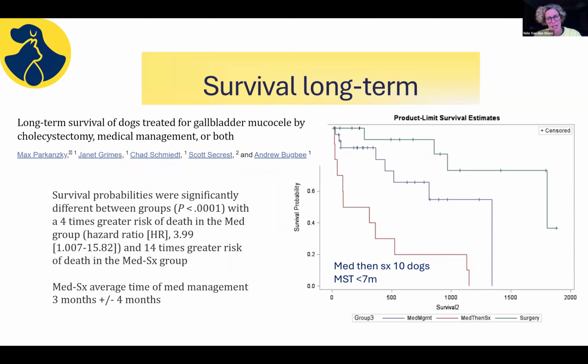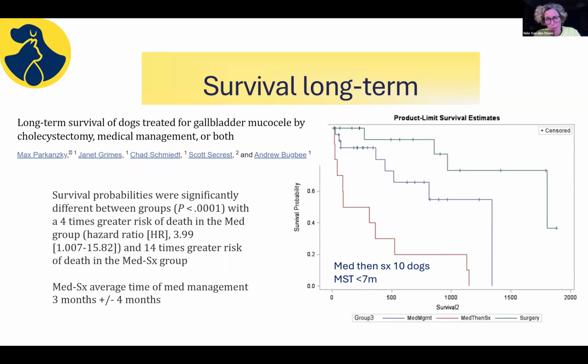Now, the other bit the study looked at: they split up the dogs that were treated with medication into the dogs that were just treated with medication and never had any surgery, and the dogs that were treated with medication initially and then were reverted back to surgery.